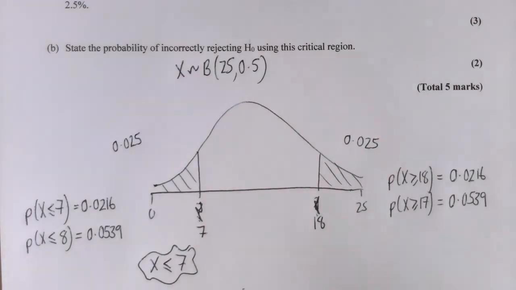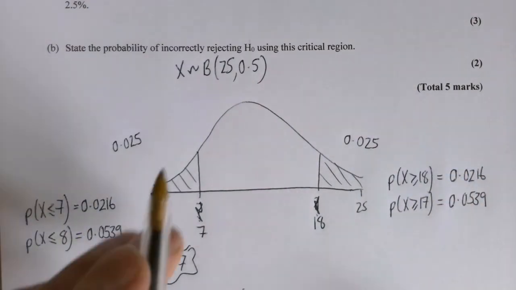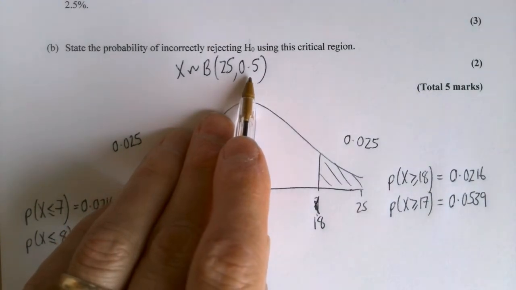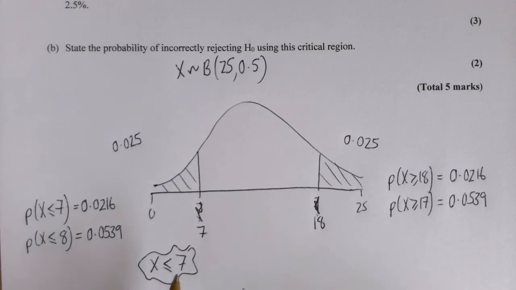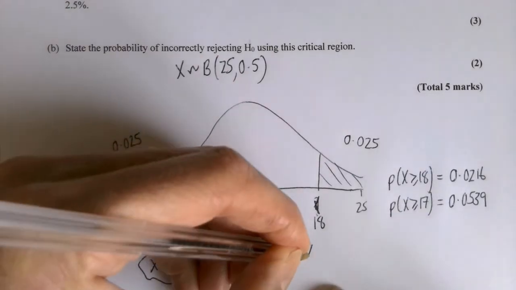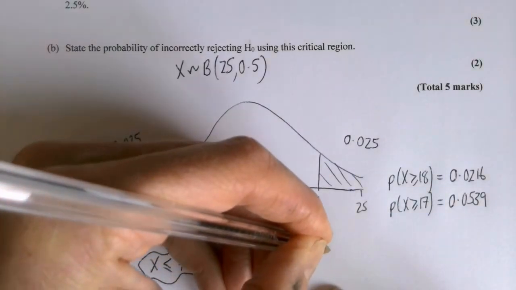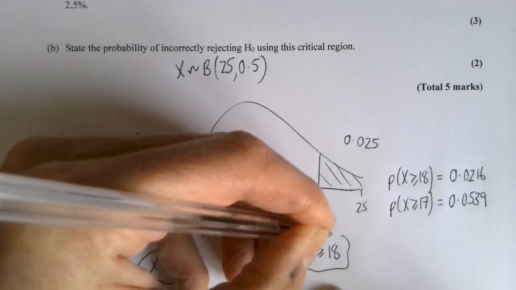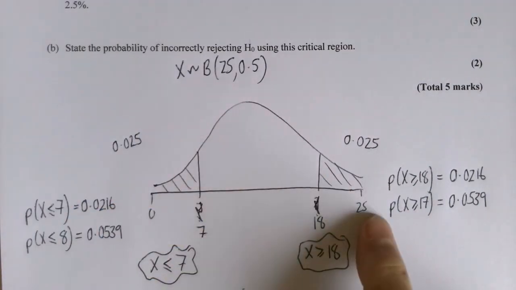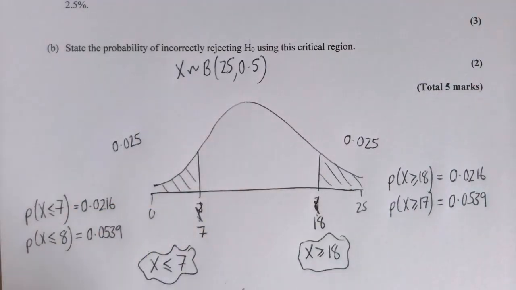I don't know if you noticed, these two probabilities are the same. Does that always happen? No. It's only because the probability of success is a half, so we've got a symmetrical distribution. So in this case, our critical regions are the same size at both ends. So a value of 18 or more, or a value of 7 or less, would ring alarm bells and cause the null hypothesis to be rejected.